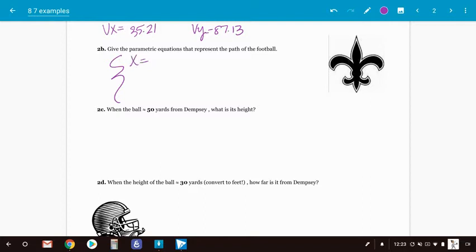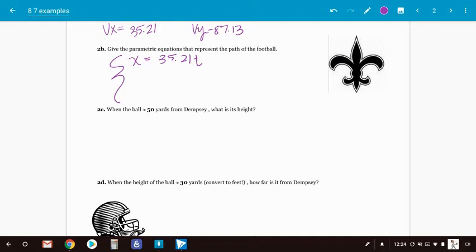X equals, and I need my parameter t times the initial velocity in the x direction. Okay, you could also write this as, so I know that bothers some people to have the t first. So you could always write x equals, oops, still have my eraser. X equals 35.21 t.